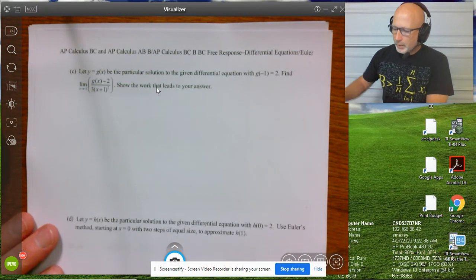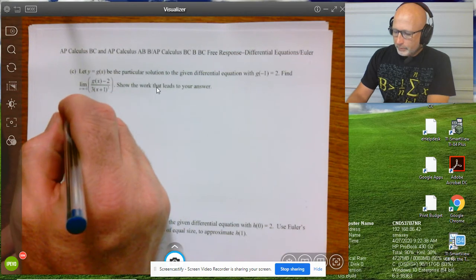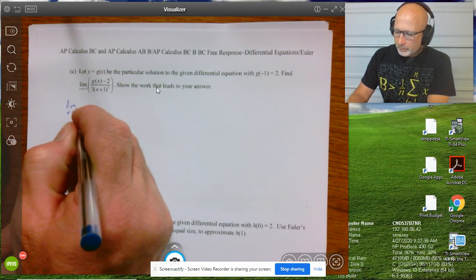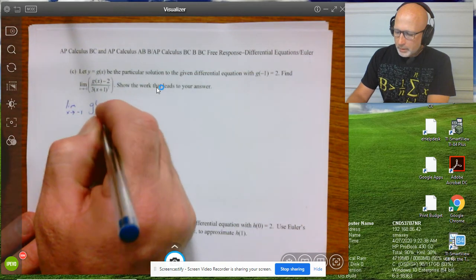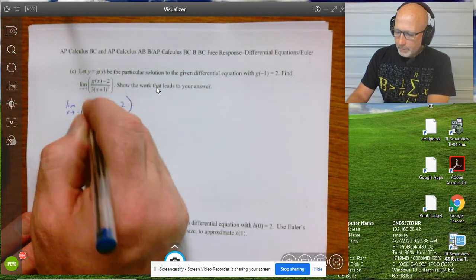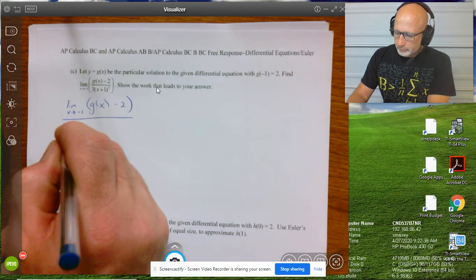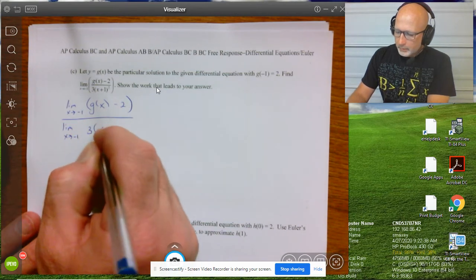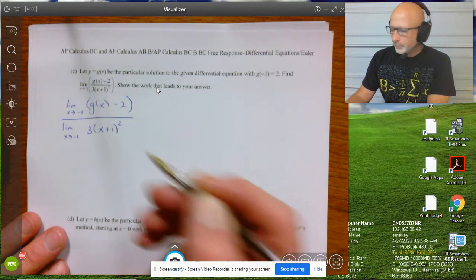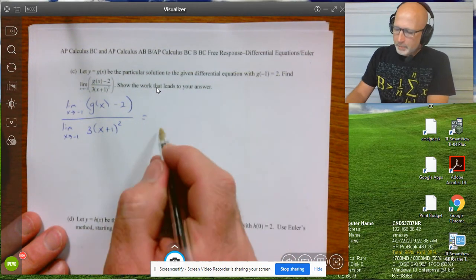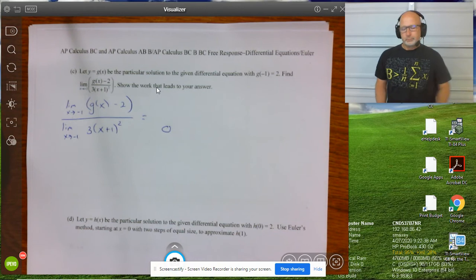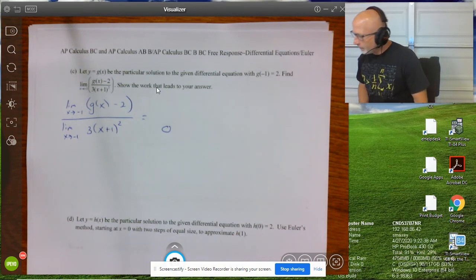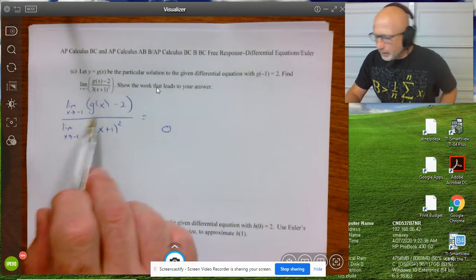So I need to evaluate this limit. Okay, so you know what to do here. We've talked about this. The first thing you need to do is break it apart. So limit as x goes to -1 of g of x minus 2, all over the limit as x goes to -1 of 3 times (x plus 1) squared. Okay, it's pretty clear to see on the bottom it's going to be equal to 0. Now what happens on the top?